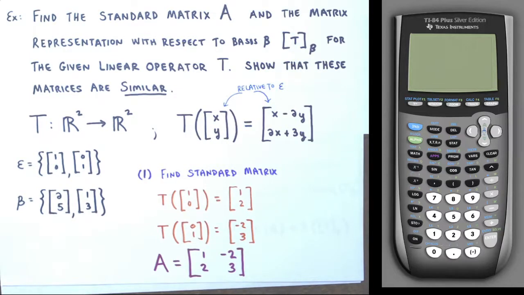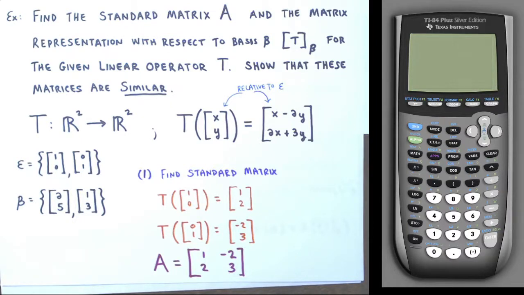And it goes the other way around too. If you're given two similar matrices, then you should be able to find a linear operator and two bases such that those matrices represent the operator with respect to those bases. You should be able to take two similar matrices and find a linear operator that corresponds to those two, with respect to two different bases.